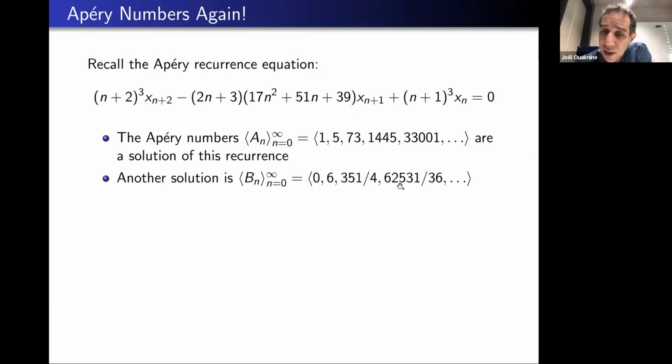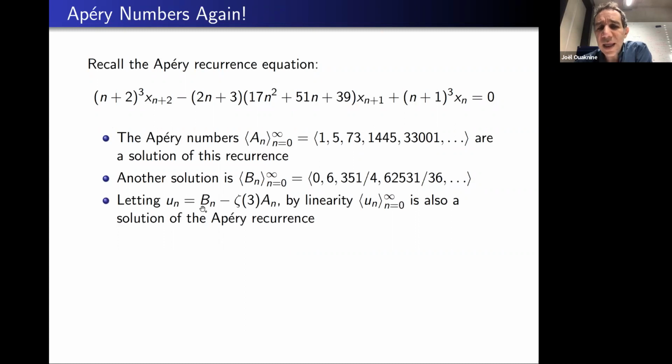And now, in fact, you see you don't have integers. The reason you have rational numbers rather than integers is that when you calculate the new term, you must divide by (n+2) cubed. So this is how you get these denominators. And now any linear combination of these two solutions is of course again a solution of the Apéry recurrence. So if you form u_n to be the sequence b_n minus zeta of 3 times a_n, by linearity, u_n is also a solution of the Apéry recurrence.